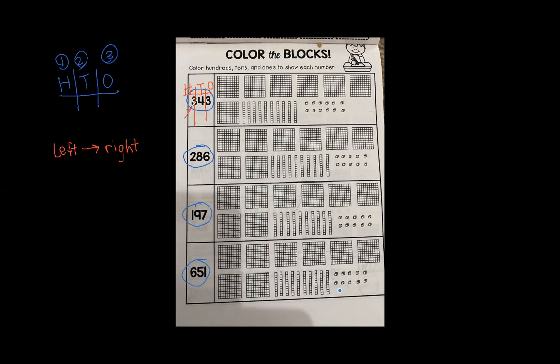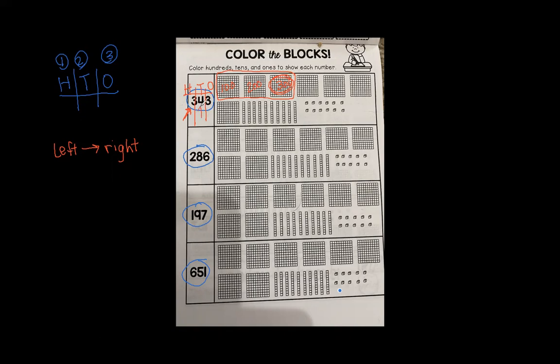Here it says I should color in three groups of 100. There's 100, 200, 300. Notice the last few times I was doing it, I just wrote 100, 100, 100. But I decided this time I would count them so I didn't have to recount them. Now I see that my total value of the hundreds place is 300.